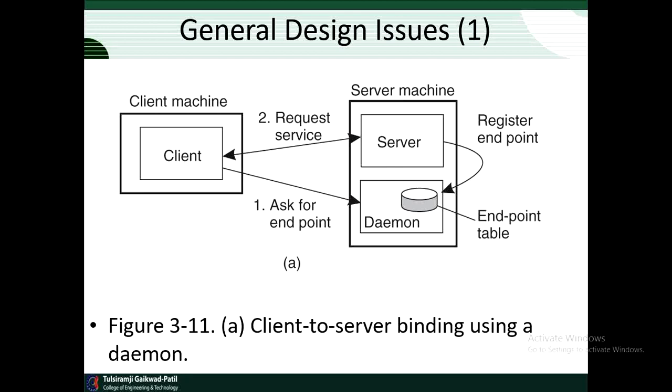A client will first contact the daemon, request the endpoint, and then contact the specific server, as given in this figure, where the client first makes a request and, accordingly, gets the reply from the server. So this is what client-to-server binding using a daemon looks like.